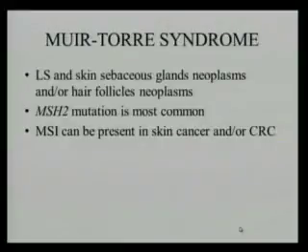Muir-Torre variant or syndrome is a patient with Lynch syndrome associated with sebaceous skin neoplasm. It happens more frequently with MSH2 mutation, and the microsatellite instability can be found in the colon cancer or even in the skin neoplasm. It doesn't have to be in the colon cancer only.